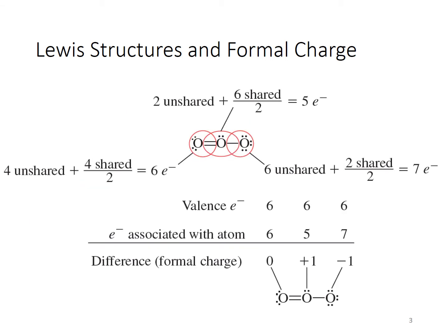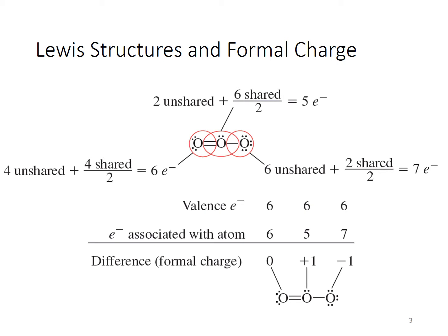So here we have an example of ozone, O3, and this is one Lewis structure for ozone. We have a double bond between two of the oxygens and a single bond between another set of those oxygens. Taking a look at the leftmost oxygen, we have 4 unshared electrons, which are the lone pairs, and we have 4 shared electrons, so we divide that by 2 to get 6 electrons total. So that's 6 electrons associated with the leftmost oxygen.